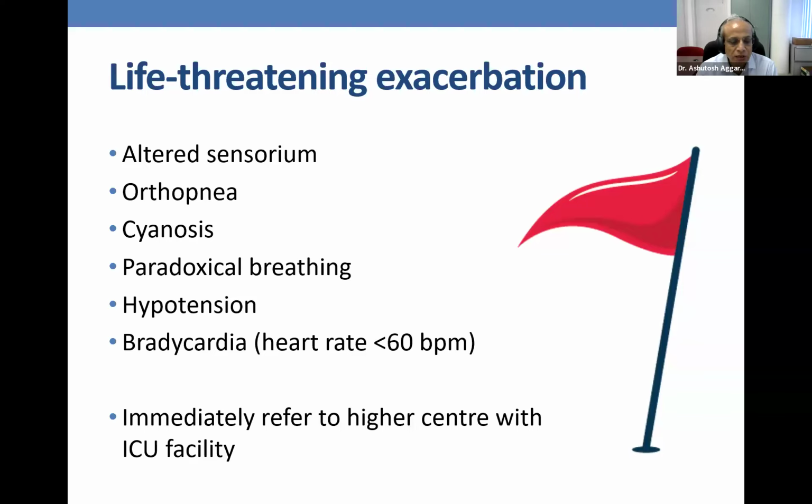These patients cannot usually be managed on a simple outpatient or inpatient basis and will require ICU facilities. So if ICU facilities do not exist at that level of healthcare, then these patients should be immediately referred while you provide facilities for oxygen supplementation, nebulization, etc. during the phase of transport.